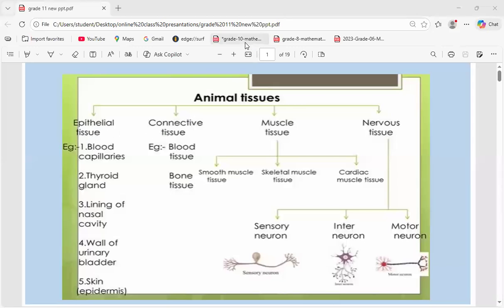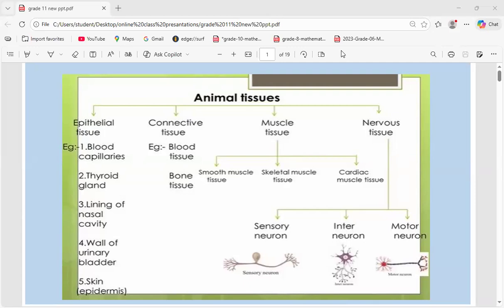Connective tissue means there are two types of connective tissues: one is blood and another one is bone. But here in grade 11 we are going to study only the blood tissue. Epithelial tissue, we are going to study the skin. And muscle tissue, there are three types: smooth muscle tissue, skeletal muscle tissue, cardiac muscle tissue. That we will study.